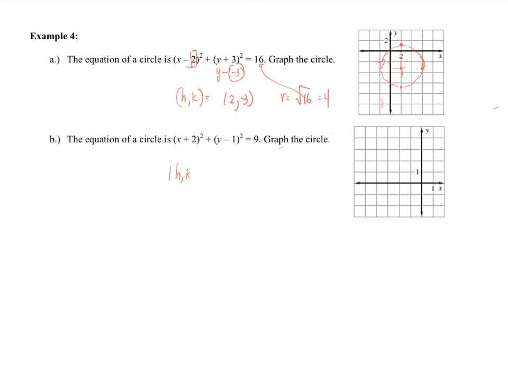And for part B, let's do another practice. My center will be, again, (−2, 1). And take the square root of 9, which is 3. So −2 will be here. The center is here. That's it.